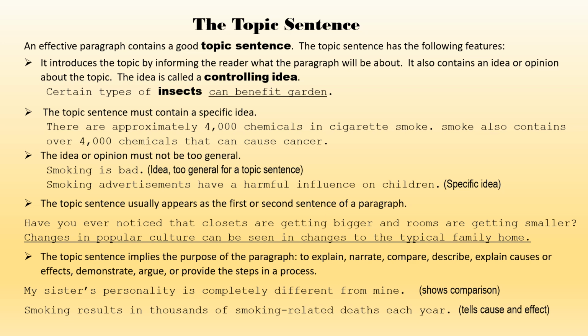The topic sentence implies the purpose of the paragraph: to explain, narrate, compare, describe, explain causes or effects, demonstrate, argue, or provide the steps in a process. For example, my sister's personality is completely different from mine. Now you can see that this topic sentence shows a comparison between the writer and her sister's personality.